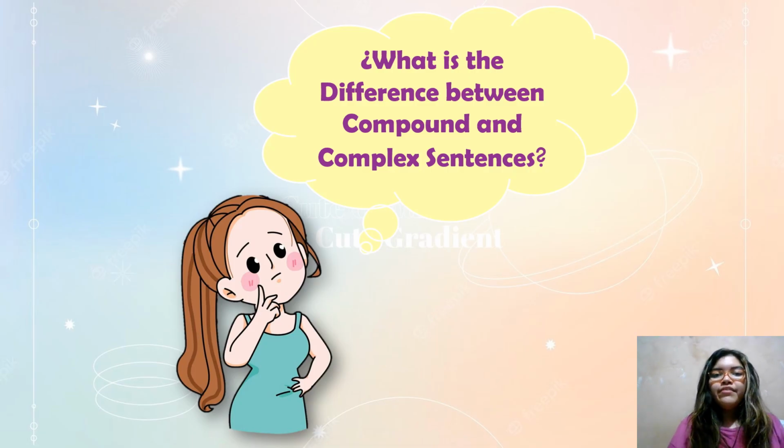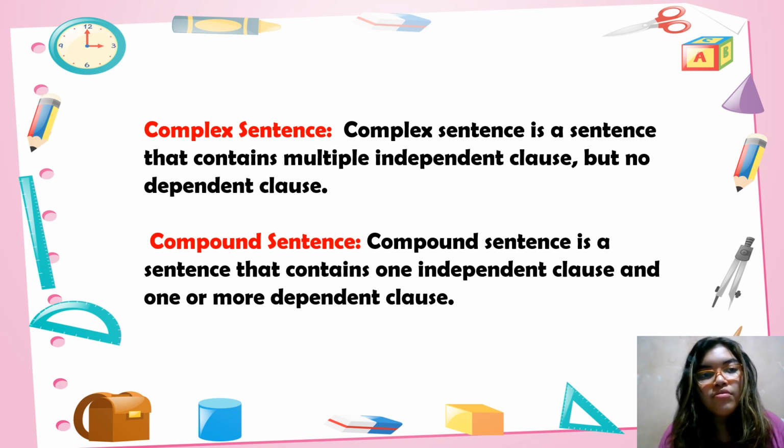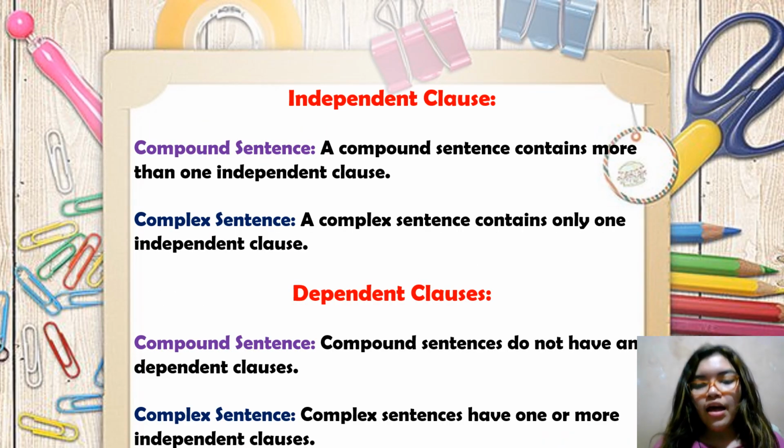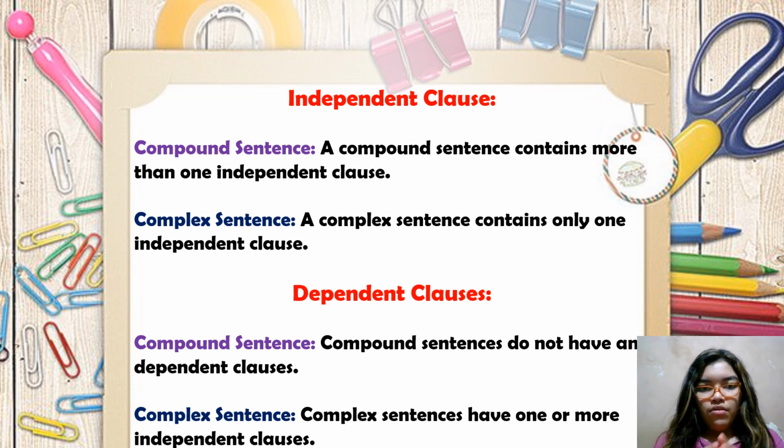Well, what is the difference between compound and complex sentences? Well, a complex sentence is a sentence that contains multiple independent clauses, but no dependent clause. And a compound sentence is a sentence that contains one independent clause and one or more dependent clauses. Then I have some characteristics about compound sentences and complex sentences.